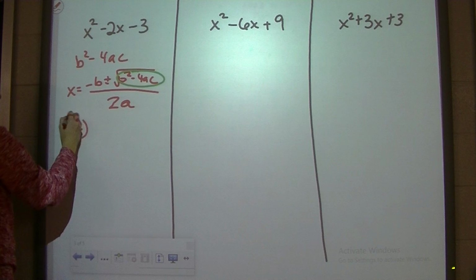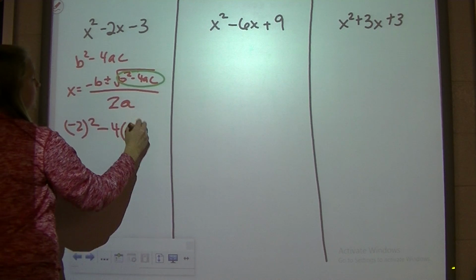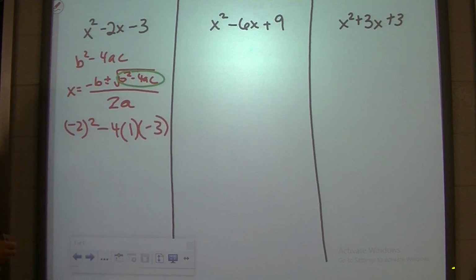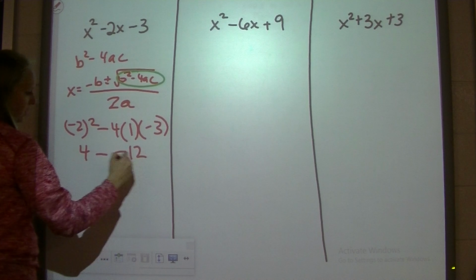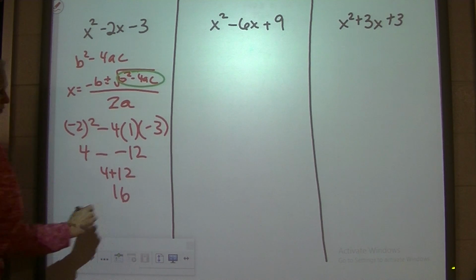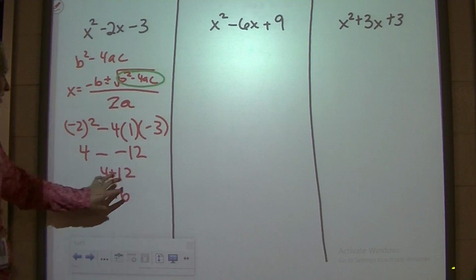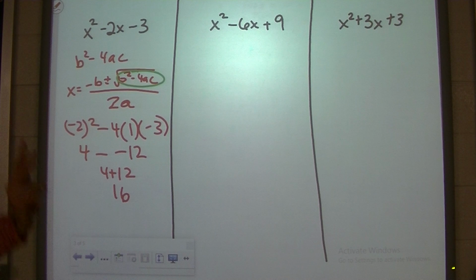So b is -2, so it's going to be -2 squared minus 4 times a, which is 1, times c, which is -3. Okay, simplify this, so that's going to be 4 minus a -12, which is 4 plus 12, which is 16. So because my discriminant is a positive 16, I know my solutions here are going to be two real solutions.